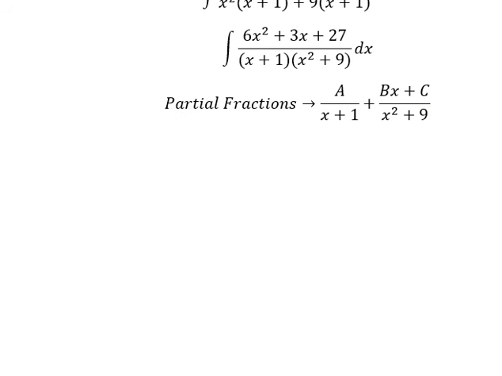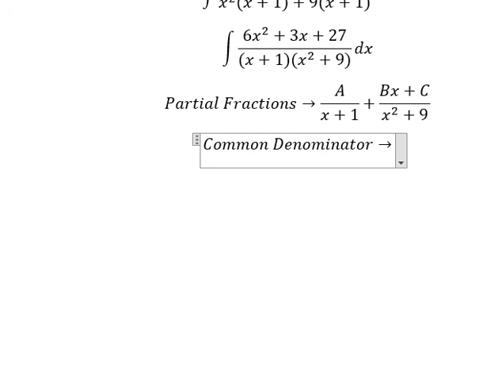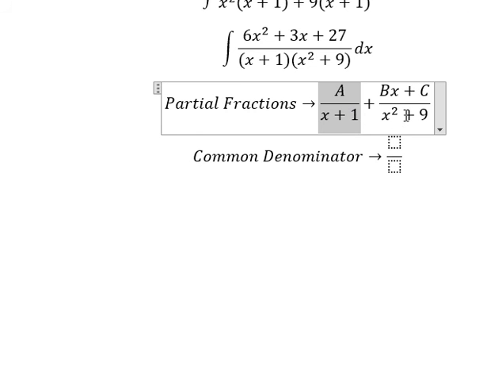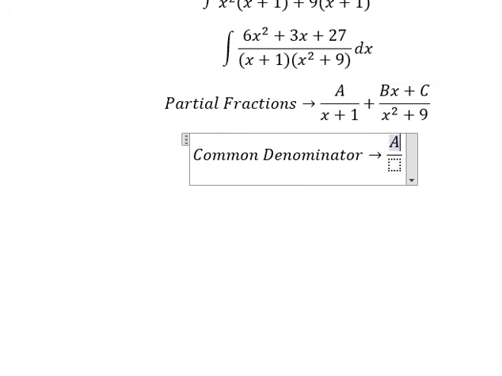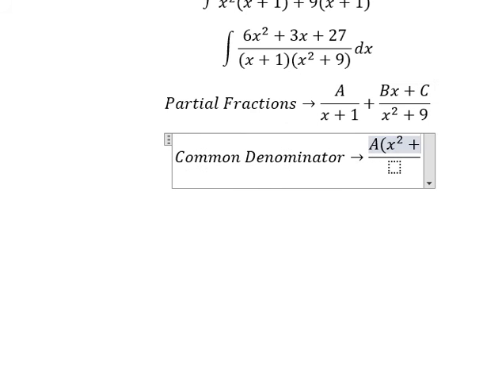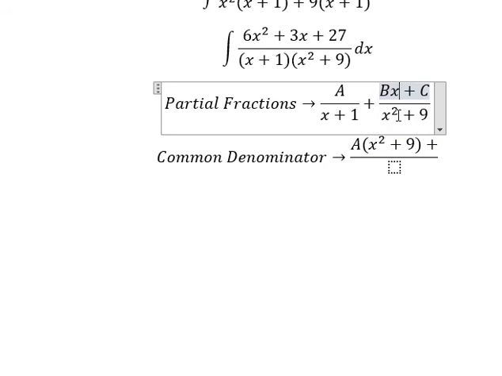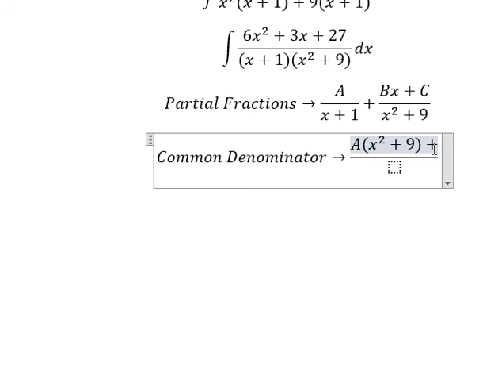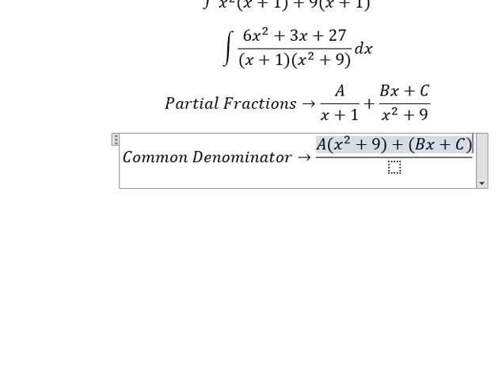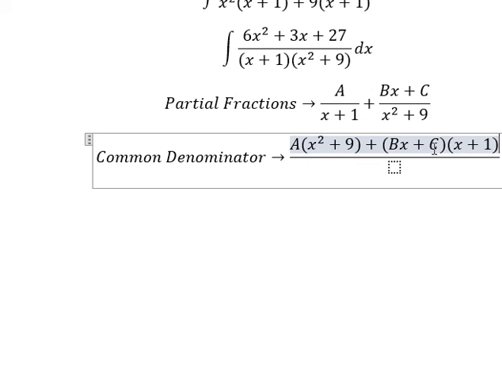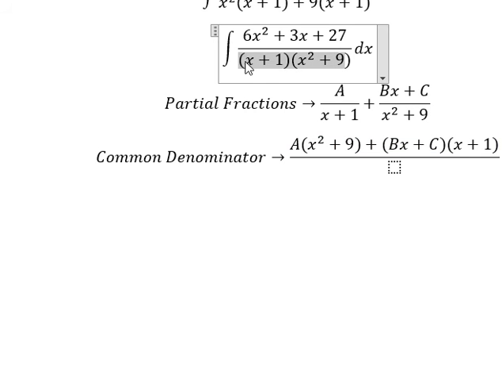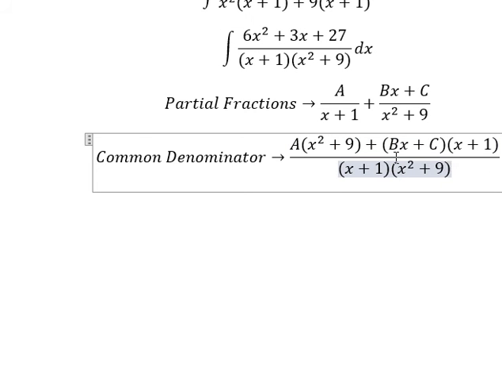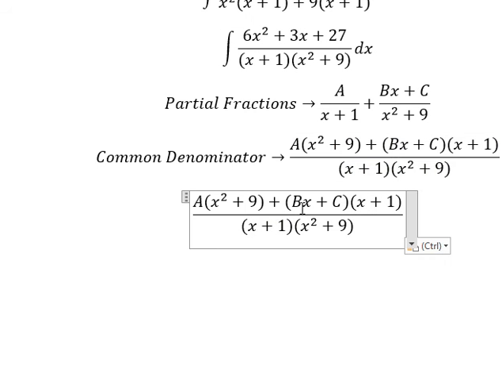Next, we do common denominator. About this one, it is missing s squared plus 9, so capital A multiplied by s squared plus 9. About this one, it is missing s plus 1, so bs plus c multiplied by s plus 1. Now, we need to expand this one.